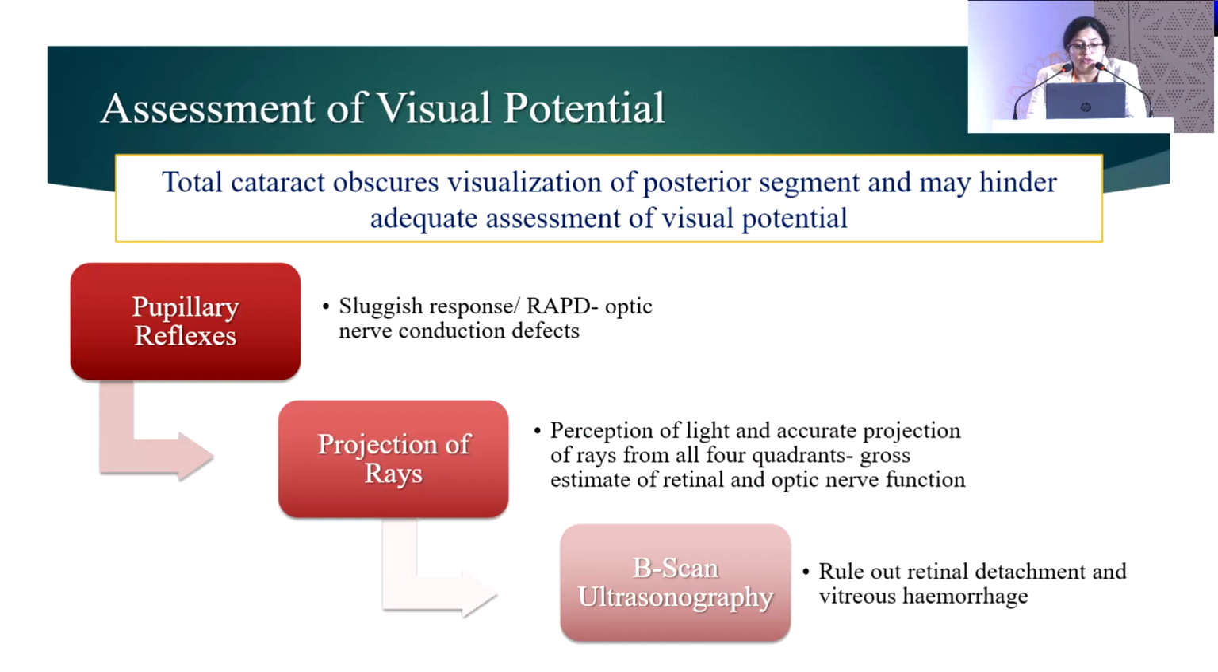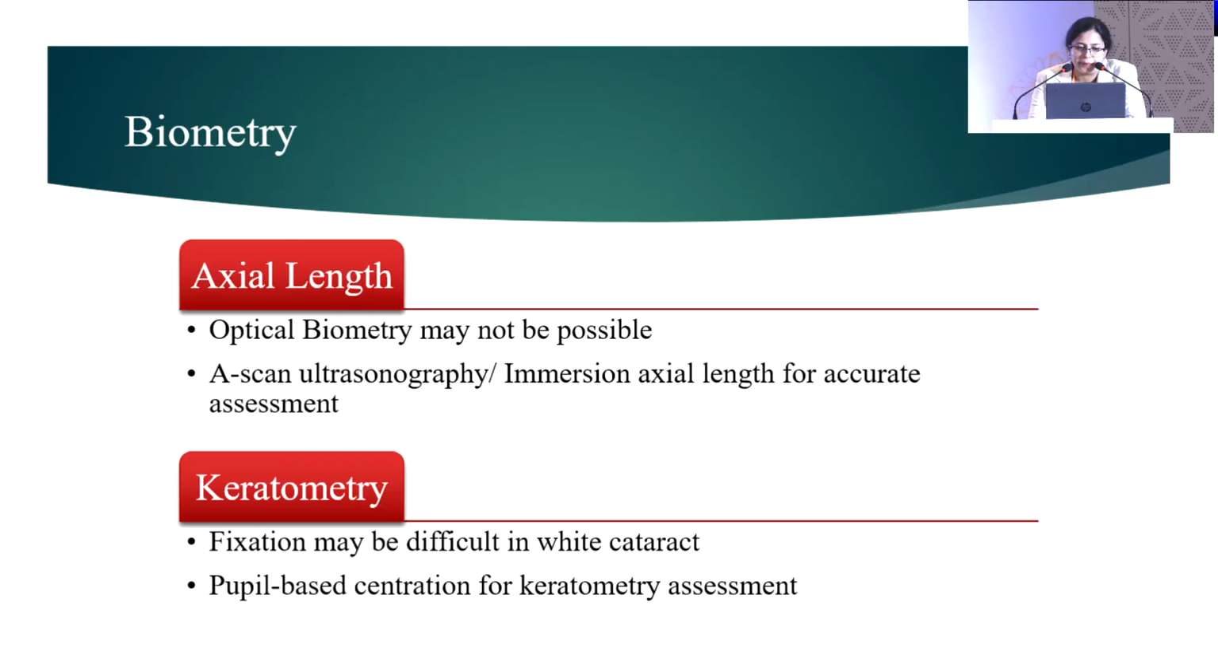Then assessment of visual potential, because a total cataract is going to obscure the visualization of the posterior segment and may hinder adequate assessment of visual potential. So check pupillary reflexes, because RAPD may point towards optic nerve conduction defects. Projection of rays should be accurate. It will give you a gross estimate of the retinal and optic nerve function. B-scan ultrasonography to rule out retinal detachment and vitreous hemorrhage.